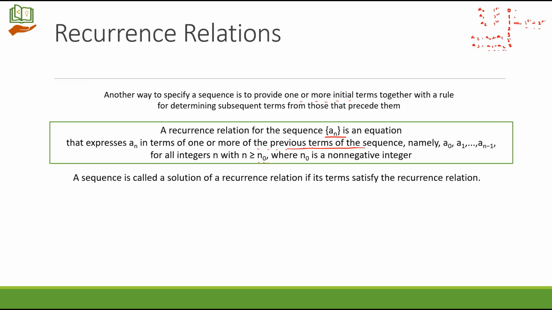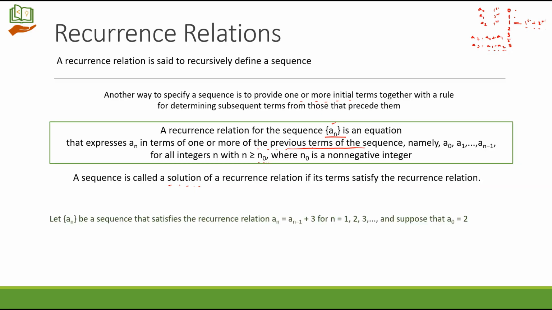Sometimes they will give a sequence in the form of this particular notation and they will ask you whether it is satisfying some kind of recurrence relation. If it satisfies the recurrence relation, then we can term that particular sequence as the solution of that recurrence relation. A recurrence relation is said to recursively define a sequence. Recursively means repeatedly you are using it to compute something.